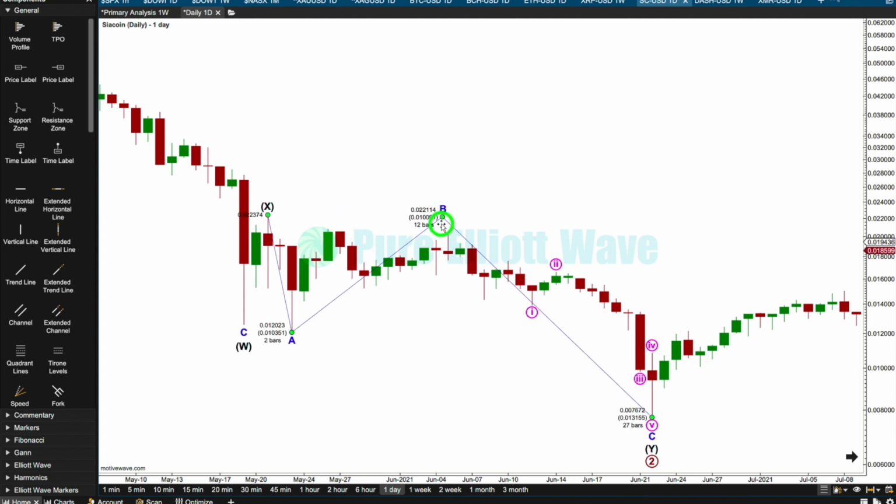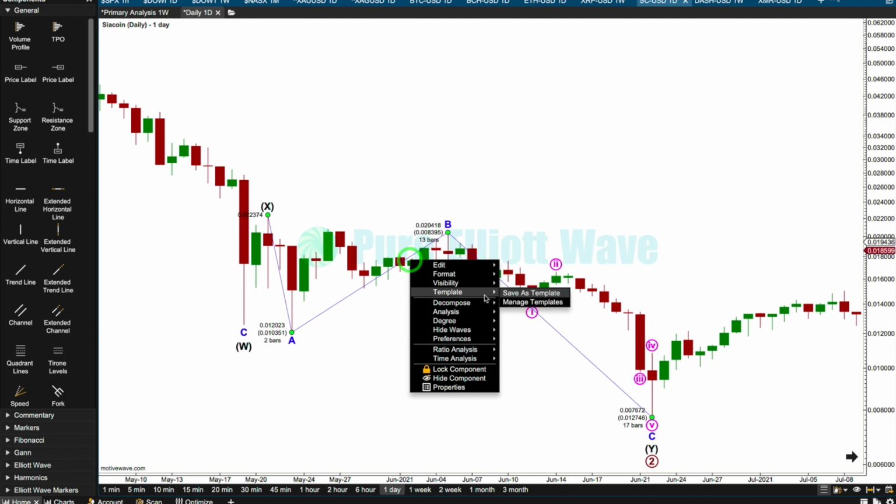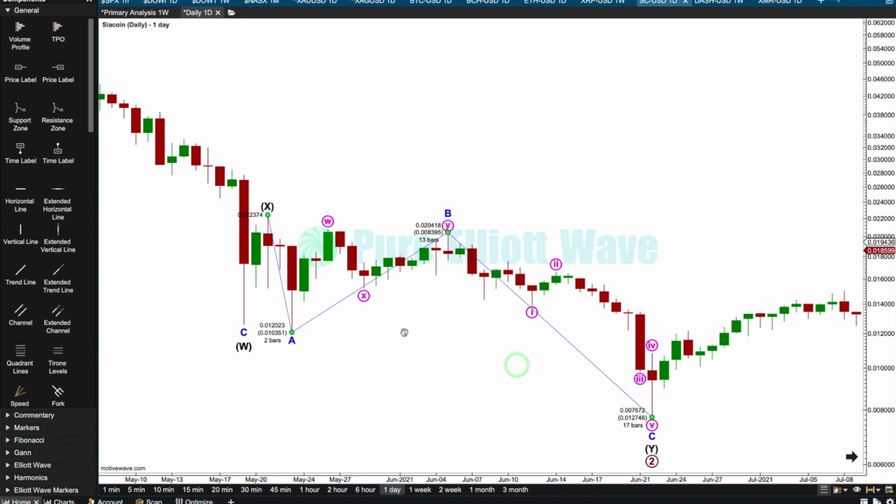I think B ends here, and it's a combination, except it's actually a double zigzag, because I think this is less than 90% of A. Yeah, it's only 61%, so B is a double zigzag, but Y doesn't move beyond the end of W, so that actually looks pretty bad. Can't do that. Yes, that's a zigzag, so we put this here.